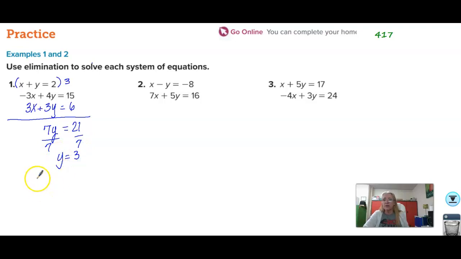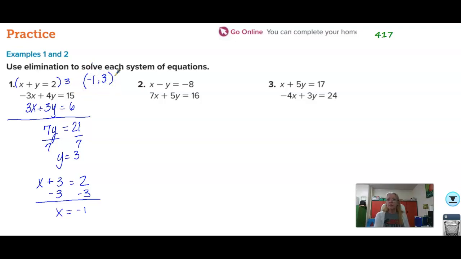Using the first equation, if I know that y is 3, then I know that x plus 3 equals 2. So then x must be -1, but I'll go ahead and do the steps anyway. Subtract 3 from both sides, and we get that x is -1. So the solution to this system of equations was -1, 3.